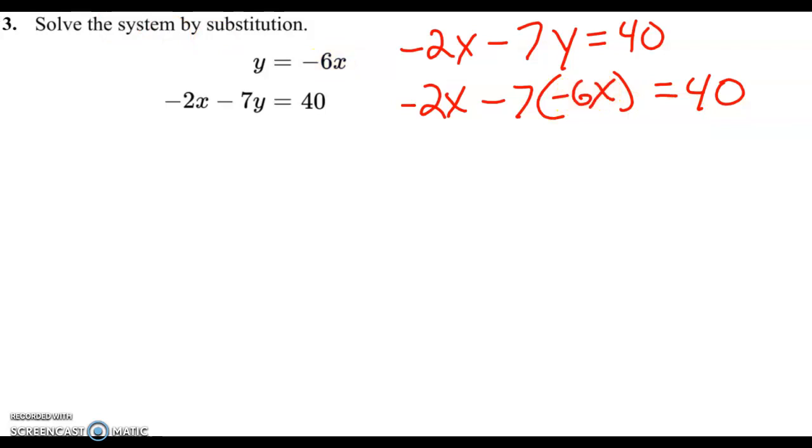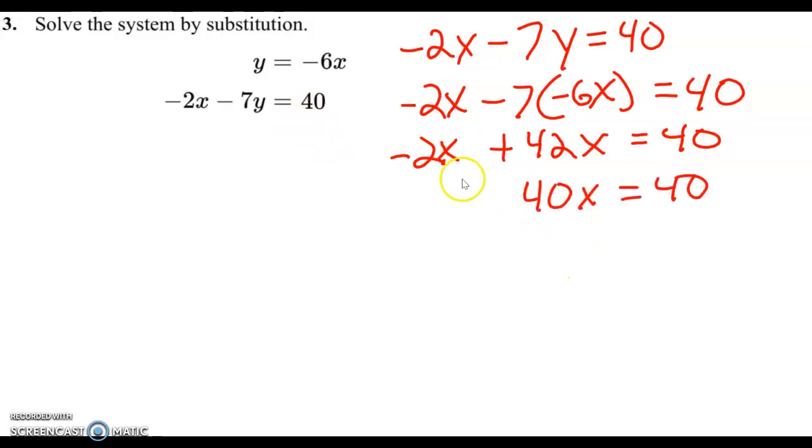So now I'll do negative times a negative, which is a positive, and 7 times 6, which is 42. All right, now I'm going to continue to solve here. I've got like terms, negative 2x and positive 42. Different signs, find the difference. 42 minus 2 is 40x. Now I'm going to divide by 40. And x is equal to 1.